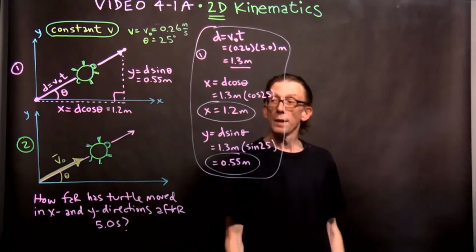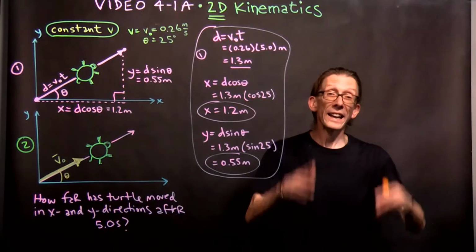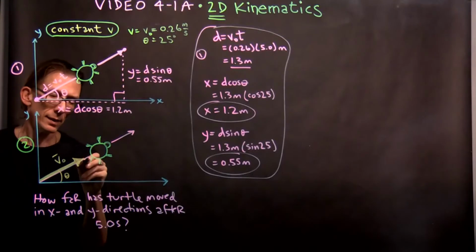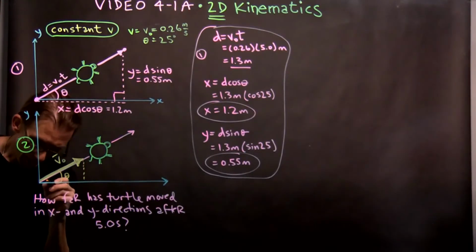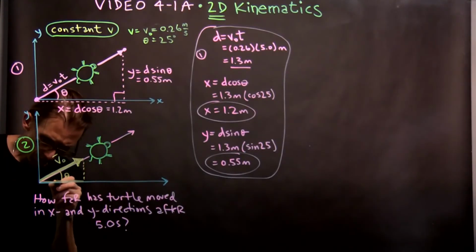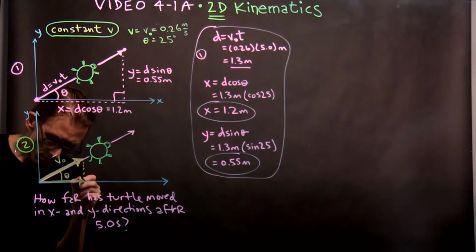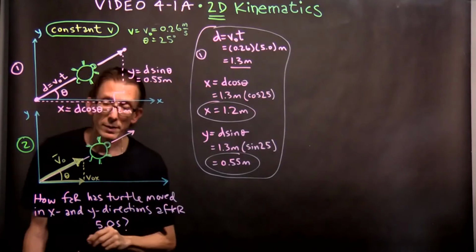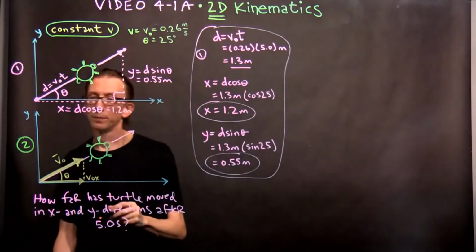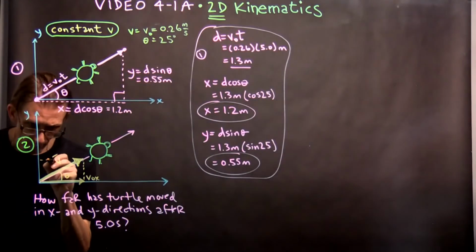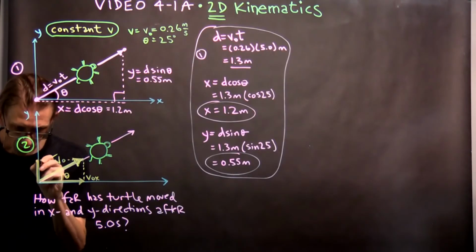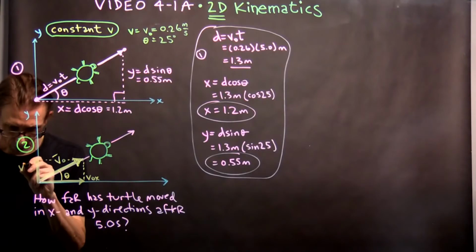Okay. Now this velocity vector, like any vector, has components. It's got a component here in the x direction, which we call v naught x. And it's got a component here in the y direction, which we call v naught y.